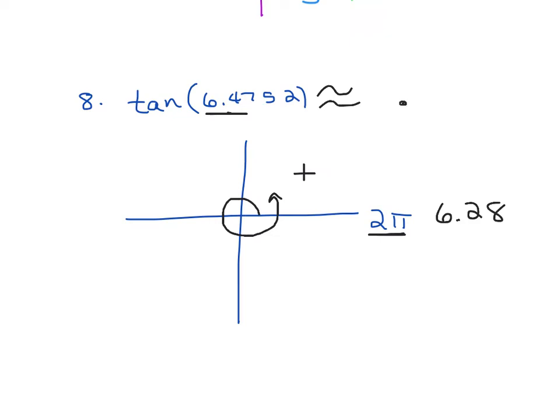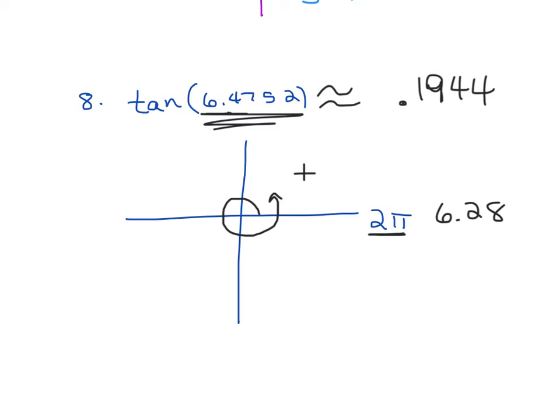And this gives me about 0.1944. You would just hit tan and then put this number and then hit enter. Make sure you're in radians, not degrees. Everybody got that? Did it work? Okay, now we're going to switch.